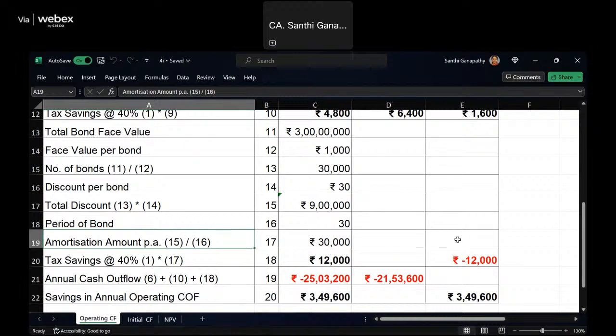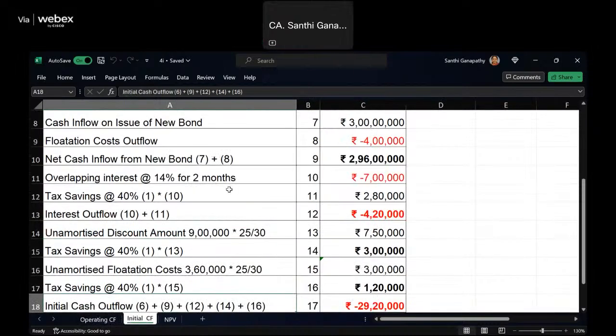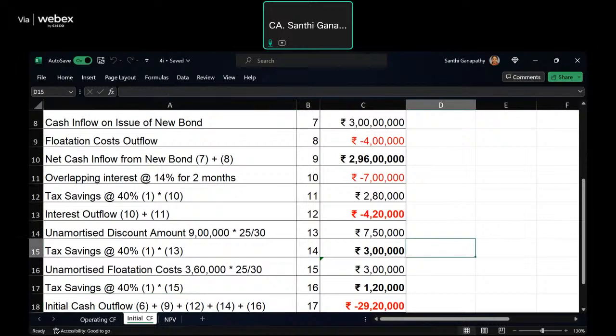Now, if this is done, the initial cash flow. We have to see what is the position. What is the position for the initial cash flow? Having found the annual cash flow, what is happening to the initial cash flow?